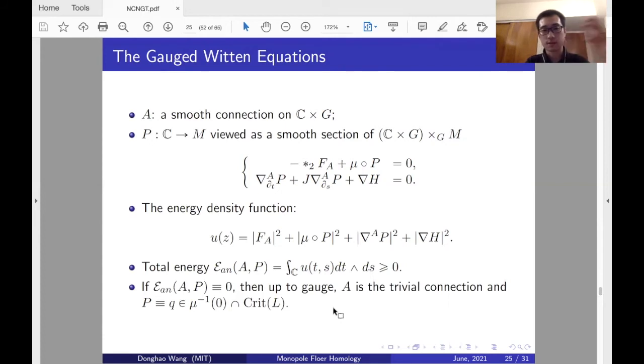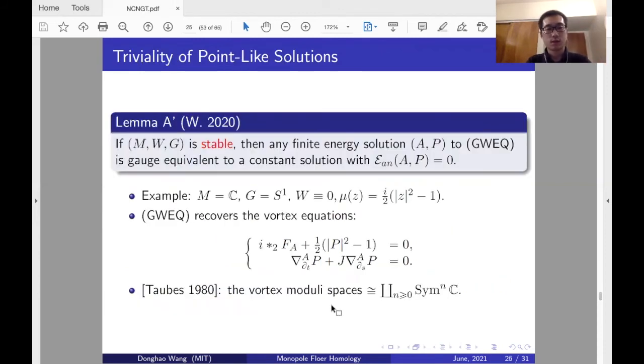Now we have a system of equations on C, and we have a notion of energy, and we can ask the same question as before. Can we find non-trivial point-like solutions on the complex plane? This question is addressed in lemma A prime, which says if we know our gauged LG model is stable, then any finite energy solution to the gauged weighted equations is necessarily gauge equivalent to a constant solution with trivial energy. So this lemma is saying there are no non-trivial solutions. And this triviality result relies heavily on the stability condition.